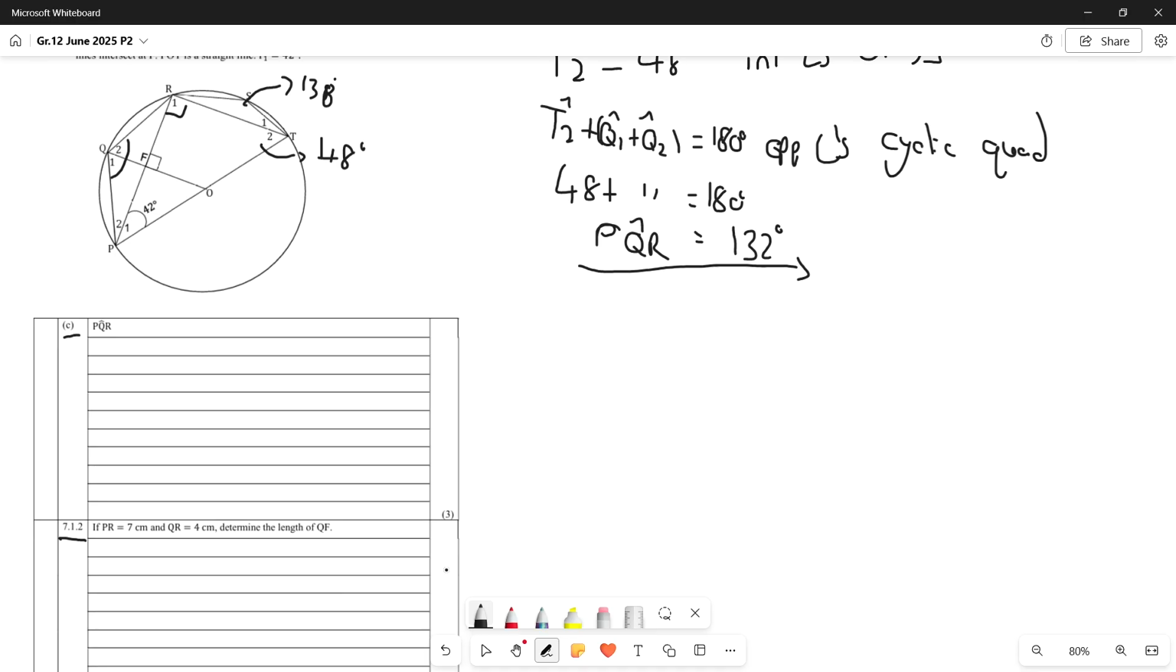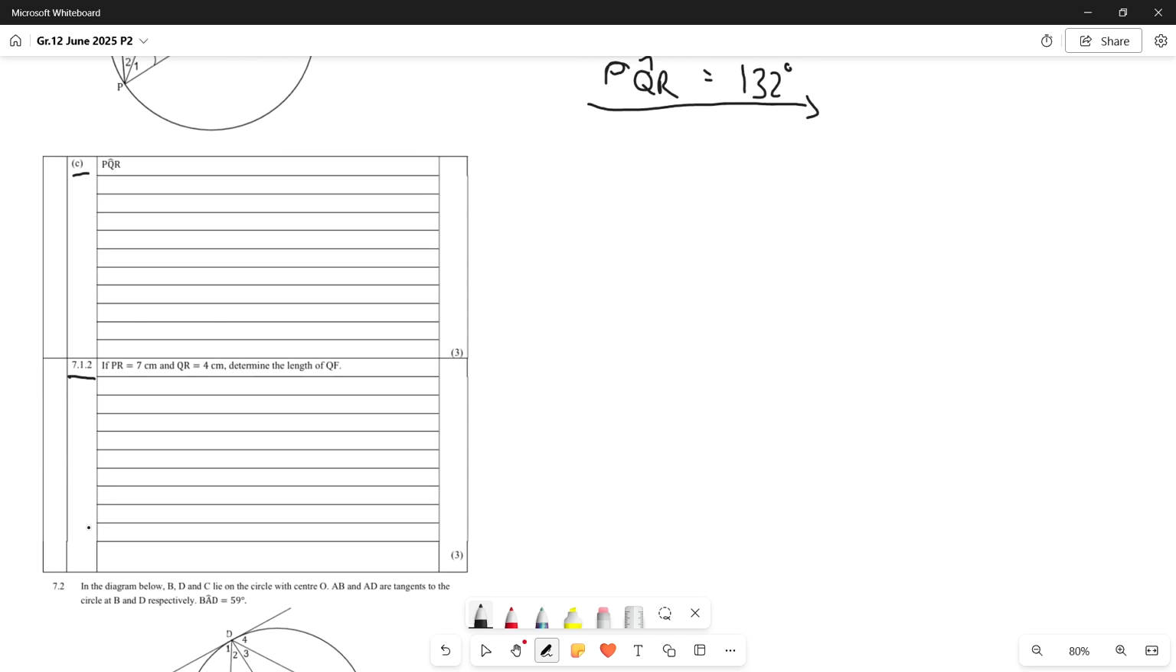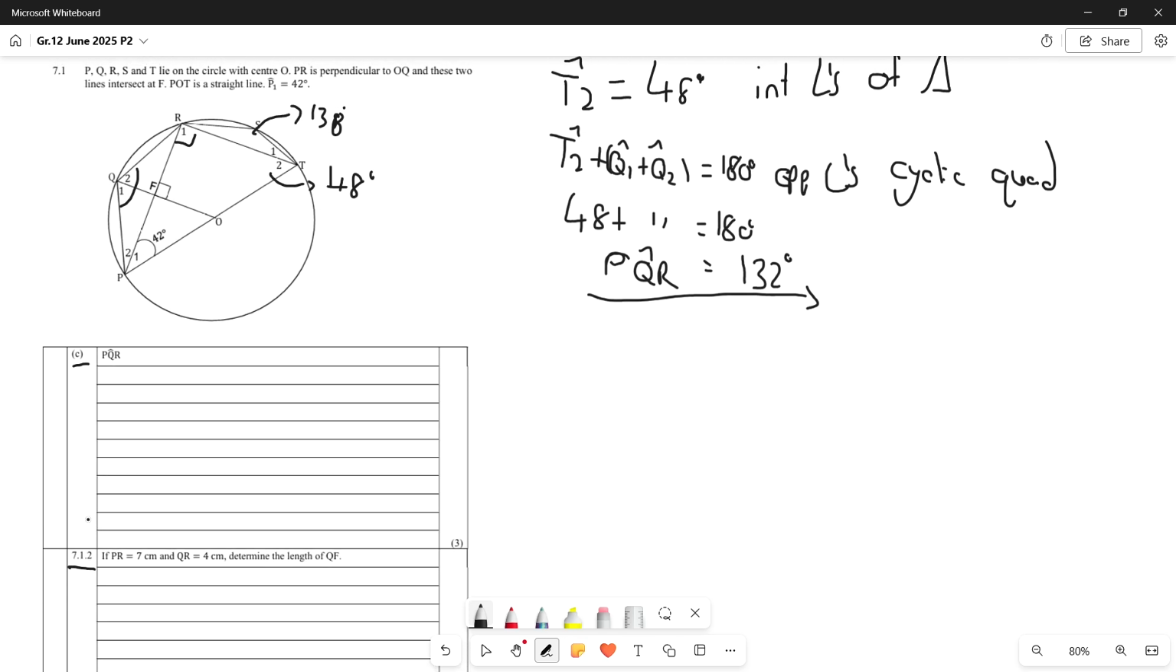132 degrees. Okay, great. So 7.1.2, it is a 3-mark question. It says if PR, so PR over there is 7 centimeters and QR over here is 4 centimeters. I'll mark that down. So we have 4 centimeters. Determine the length of QF. Okay, so QF is over here. That is a question mark. That is what we want, this length over here.